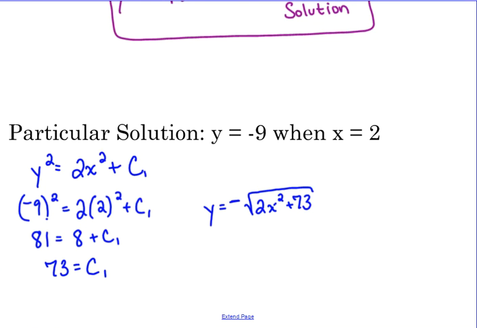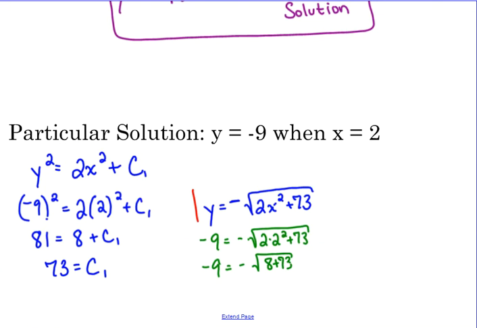So let's check it. Now, negative 9 is equal to negative the square root of 2 times 2 squared plus 73. That's going to work. 2 squared is 4, times 2 is 8. 8 plus 73 is 81. The square root of 81 is 9.